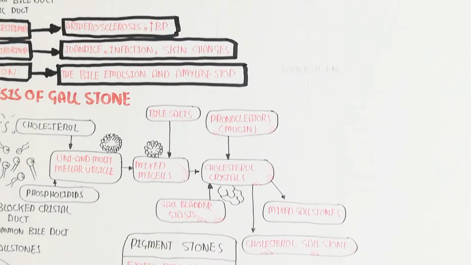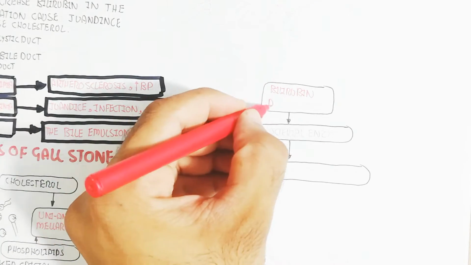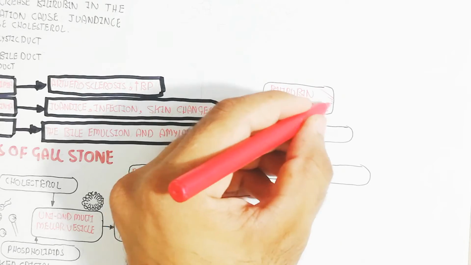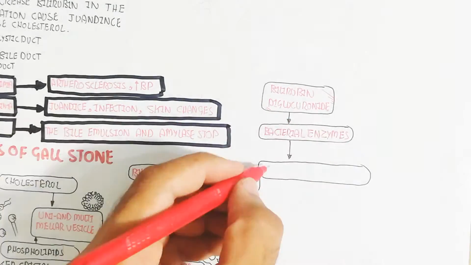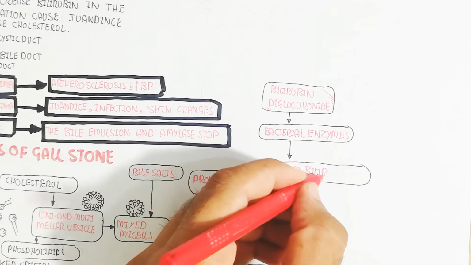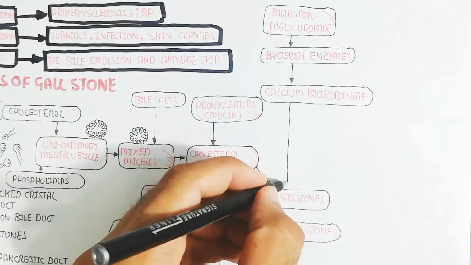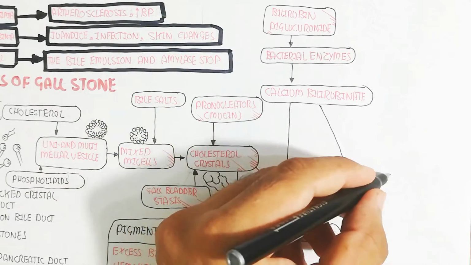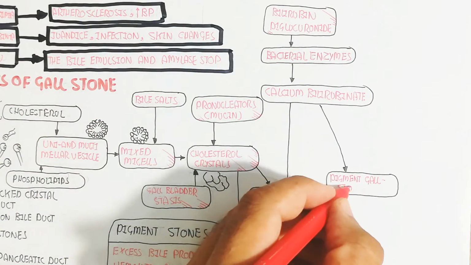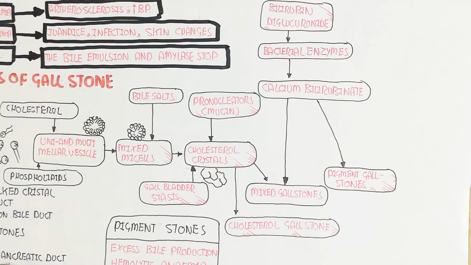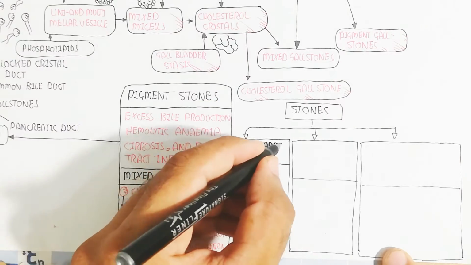On the other hand, the mixed gallstone formation is due to bilirubin diglucuronide. The bilirubin diglucuronide is acted on by bacterial enzymes to produce calcium bilirubinate, which will lead to mixed gallstone and also pigment gallstone formation. So anyhow, this is the formation of the stones by this mechanism.